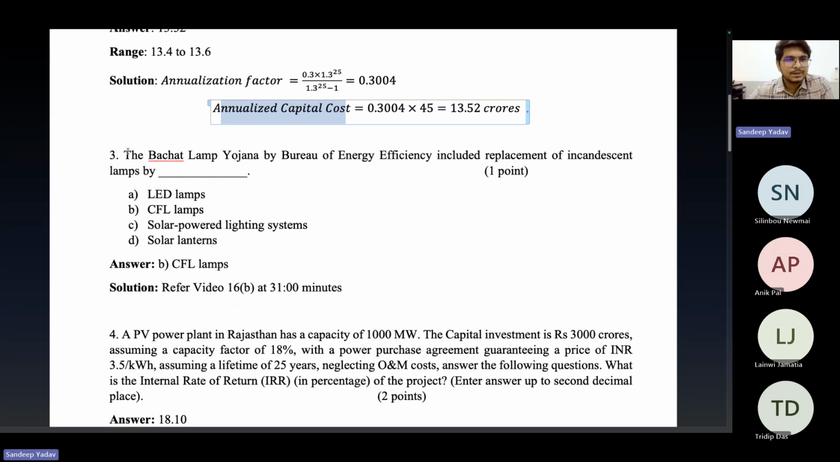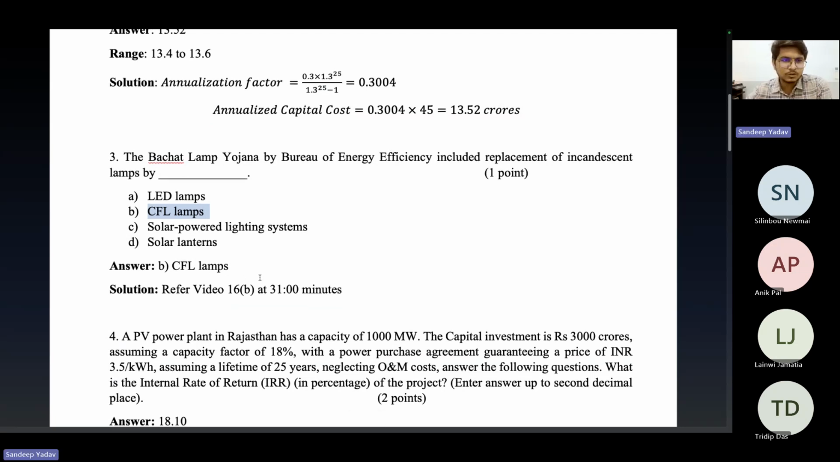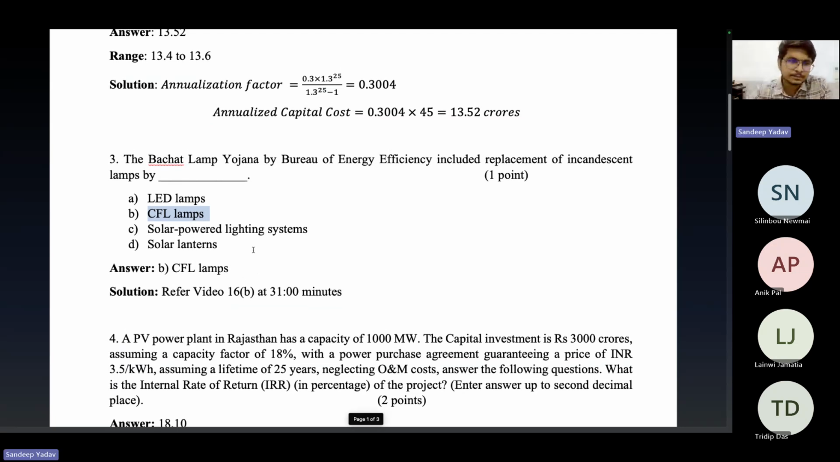Now moving ahead, the Bachat Lamp Yojana by the Bureau of Energy Efficiency, that is BEE, included replacement of incandescent lamps by LED bulbs, CFL bulbs, or solar powered lighting systems. Initially they started with the CFL lamps, but now they have moved to LED lamps, as I have also explained in the class.